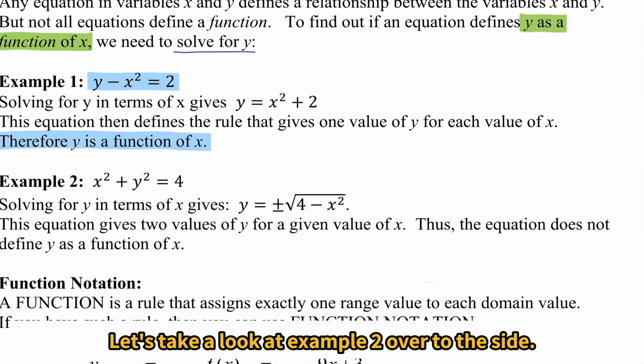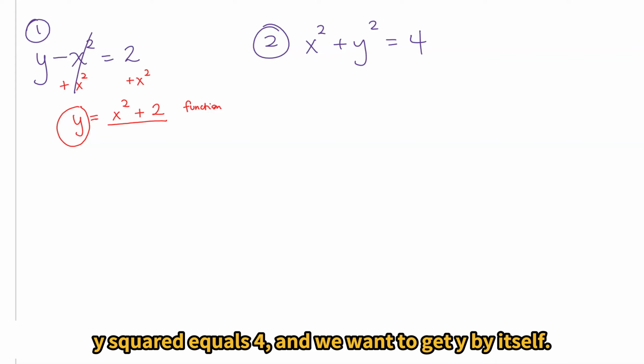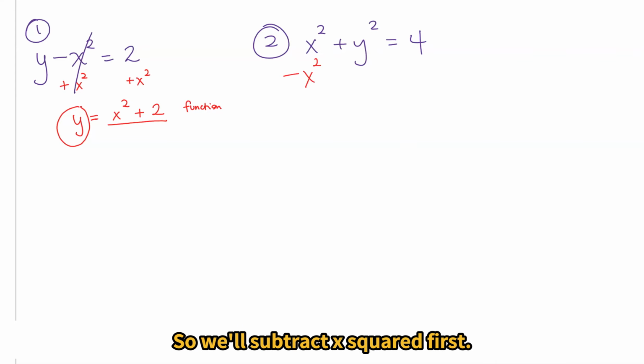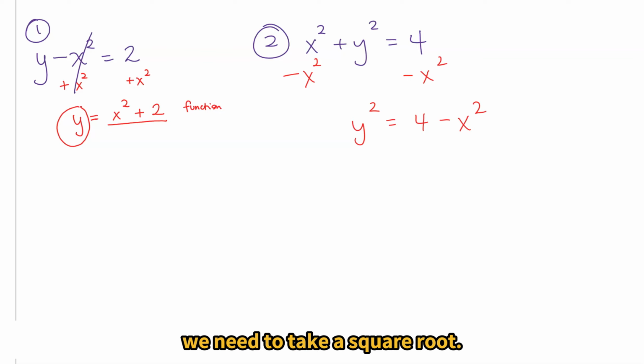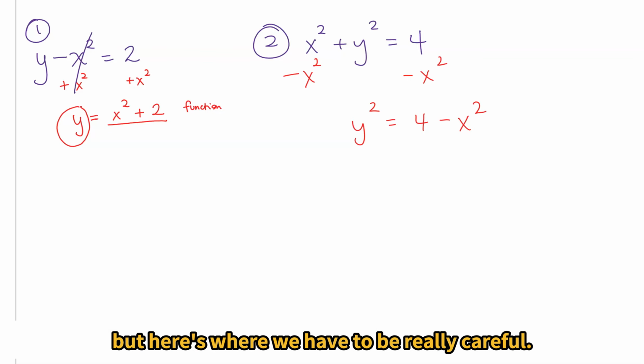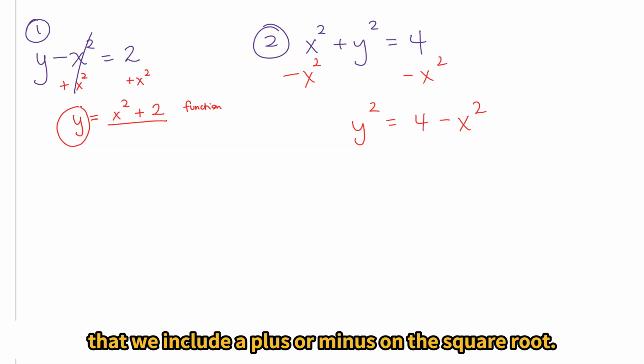Let's take a look at example 2 over to the side. For example 2, we have x squared plus y squared equals 4, and we want to get y by itself. So we'll subtract x squared first. And in this case, in order to get just y, we need to take a square root. But here's where we have to be really careful. In an equation, when we introduce a square root to solve for something, we need to make sure to get all of the possible answers, so we include a plus or minus on the square root.